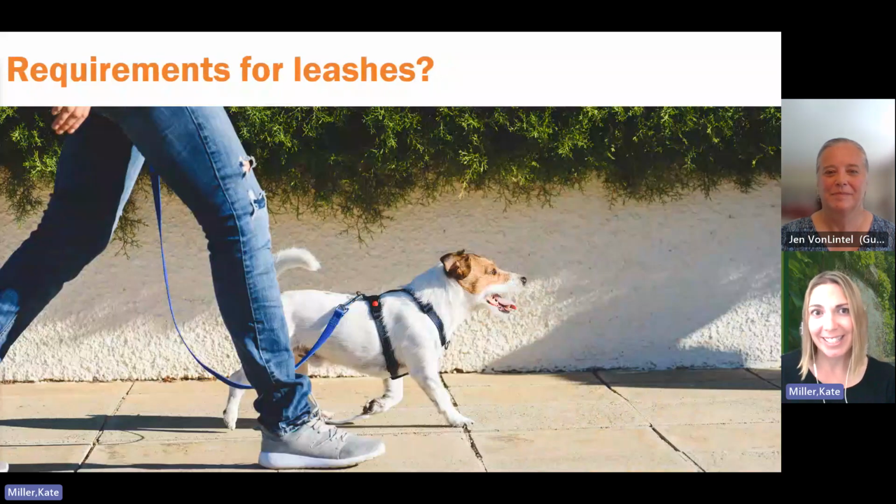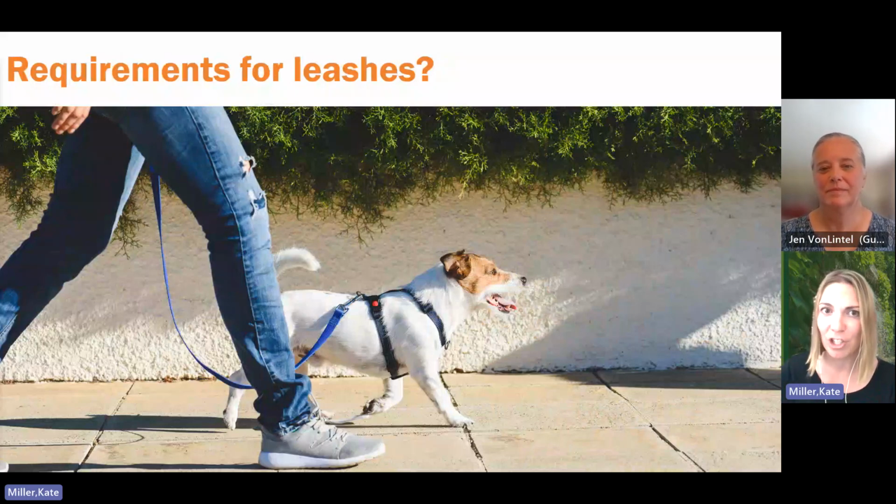Requirements for leashes. So we'll see a really great example of this in one of our later examples, but there might be different requirements for leashes, whether that's the leash length. Some organizations will specify, 6-foot leash or a 4-foot leash or a very specific leash length. Similarly, there might be a specific vest or bandana or harness or equipment that the dog is going to be wearing when they come into that intervention.